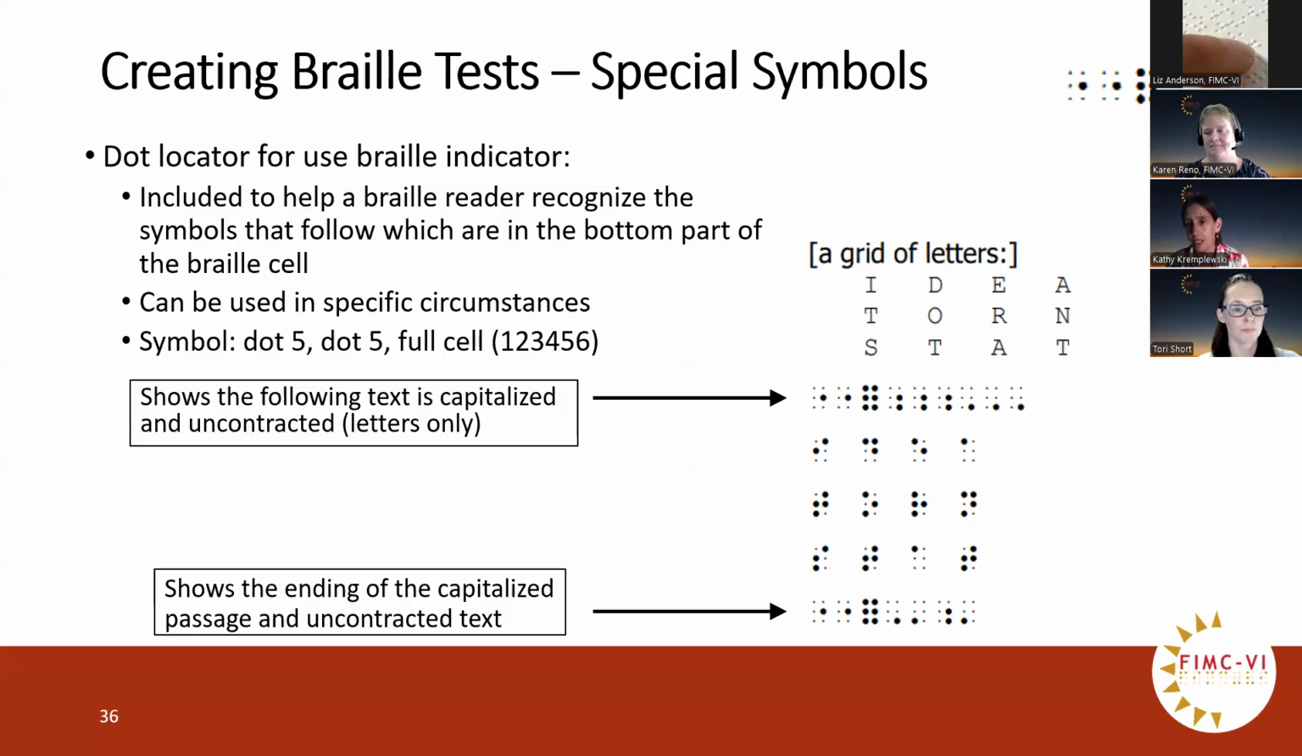You can see the simulated Braille. It's dot 5 followed by a full Braille cell. And so it's included to help a Braille reader recognize the symbols that follow, which are in the bottom part of a cell if they're kind of on their own standing alone. It can be used in specific circumstances, and I already told you on the screen, I give you a breakdown of the dots.